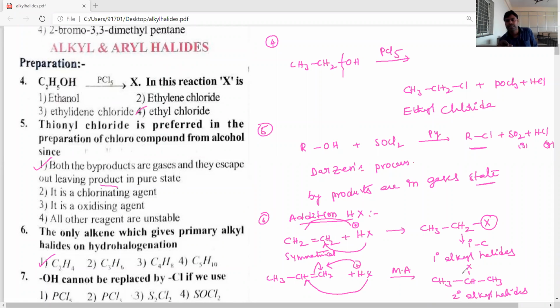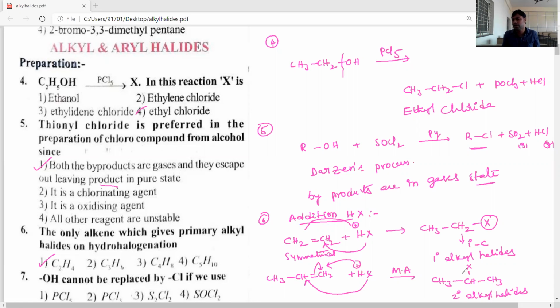In the same way, C4H8 means we can write but-1-ene or but-2-ene. On addition of hydrogen halides, they always produce secondary alkyl halides only. C5H10 means a five-carbon alkene, so pent-1-ene or pent-2-ene also produce secondary alkyl halides only. So among these, the one which produces only primary alkyl halides by the addition of hydrogen halides is ethene. Ethene always produces only a primary alkyl halide.